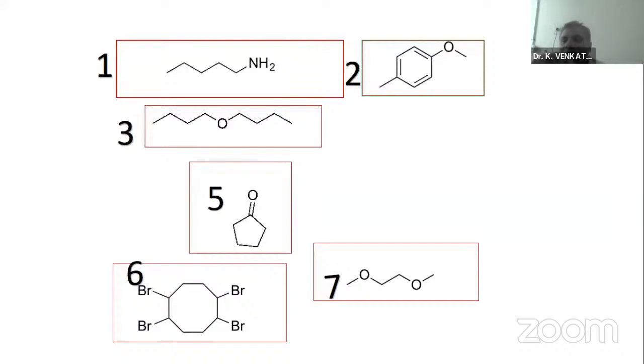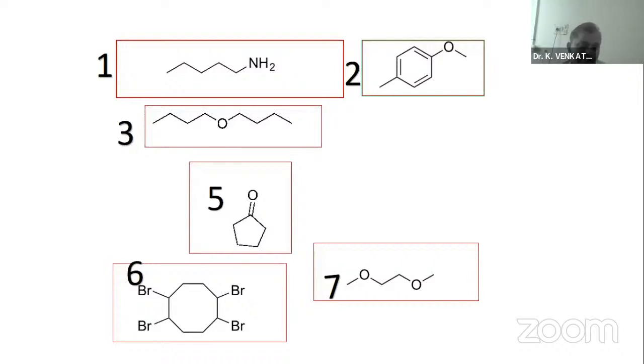Second compound, what functional group is present? Ether is present, that's why we use the prefix oxy. Is the slide visible? Yes, sir. 1-methoxy-4-methylbenzene is correct. Because of the presence of ether, it is 1-methoxy, 4-methyl benzene. That is the correct answer.